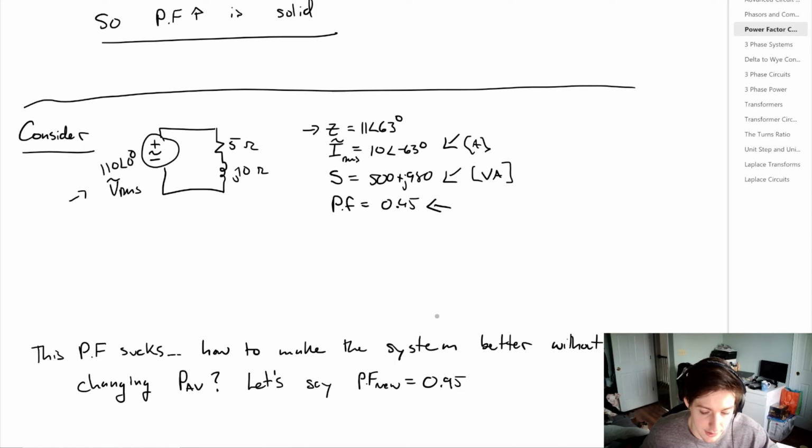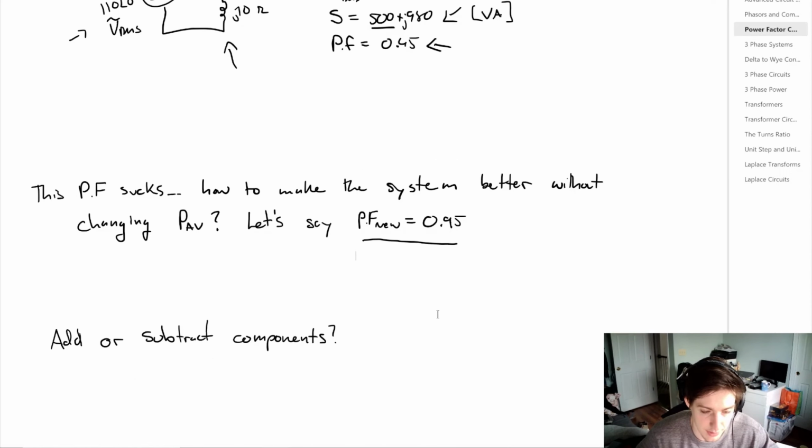But we don't want to change the average power to the load. So we want this 5 plus j10 load to still be getting 500 watts for the average power. And we're going to shoot for the stars and say that we want a new power factor of 0.95. So the first thing that we really want to ask is, do we add or do we subtract components?